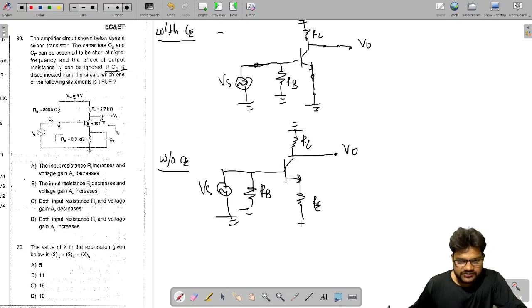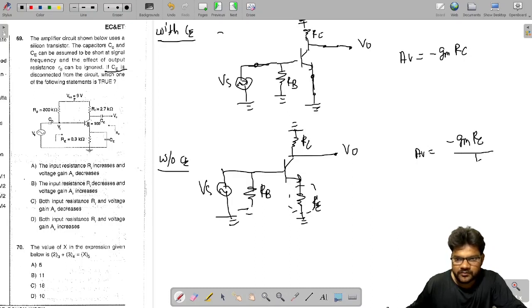Now let us see what the question says. Option 1 is the input resistance Ri increases and voltage gain AV decreases. So this RE is actually acting as negative feedback. When there is no negative feedback, there is a certain gain. Let us find that internal voltage gain: it is minus Gm into RL dash. In RL dash we have only RC, because internal RO is neglected; the question says to neglect RO. So this is going to be minus Gm into RC. In this case, the internal voltage gain AV is going to be minus Gm RC upon 1 plus Gm RE.